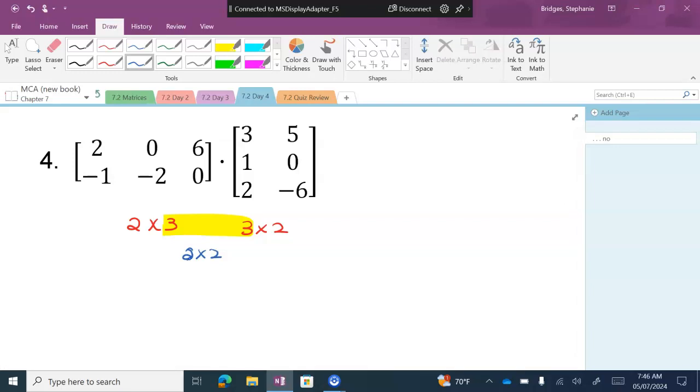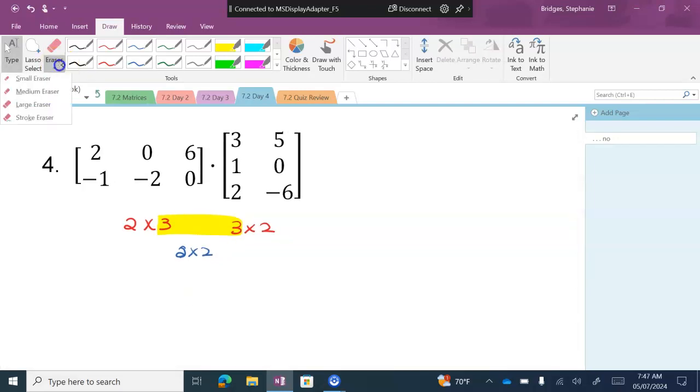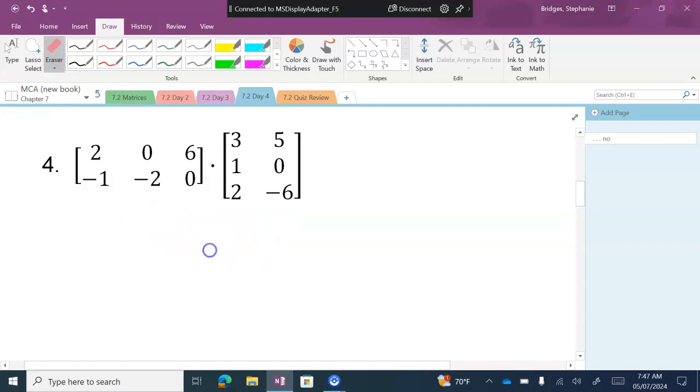Is everybody good there? Okay, I'm going to erase that so I have space to label everything. Just like yesterday, now that we know we can multiply, we also know our answer. I'm going to write it up in the corner. It should be a 2 by 2. We're going to do just like we did yesterday.